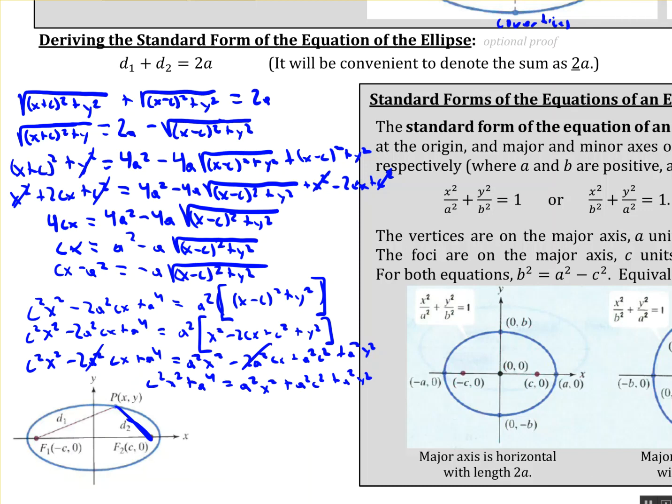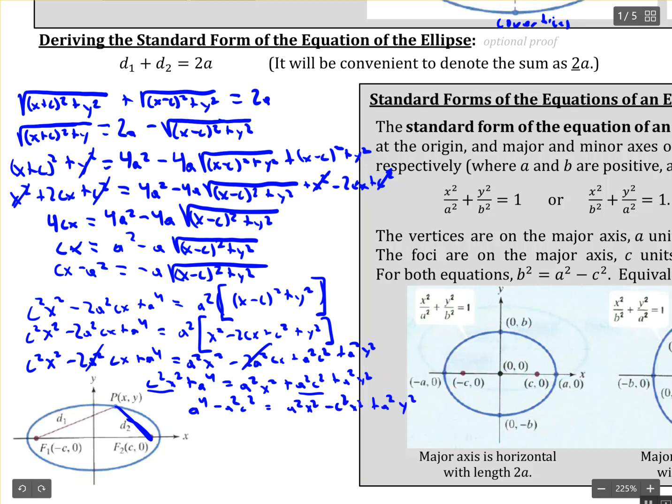So let's get all the stuff with x's and y's on one side and stuff without on the other. I'm going to subtract this guy from both sides, and then I'm also going to subtract this guy from both sides. So I get a to the fourth minus a squared c squared equals a squared x squared minus c squared x squared plus a squared y squared.